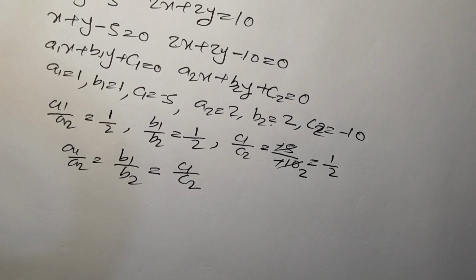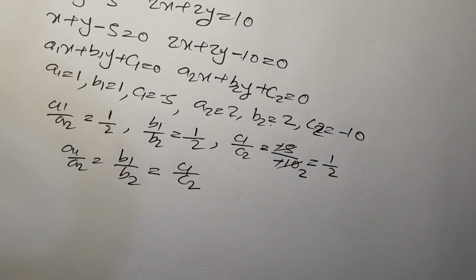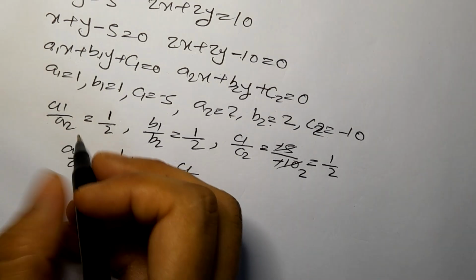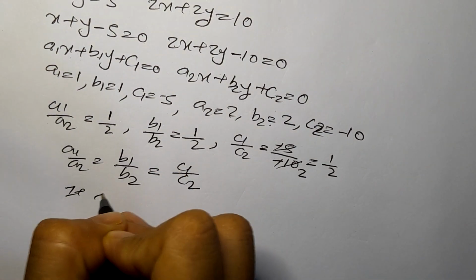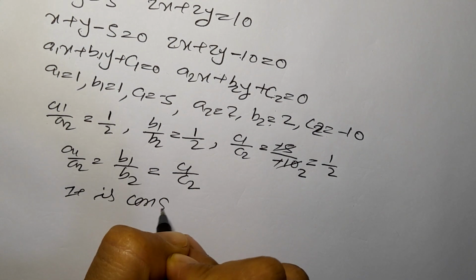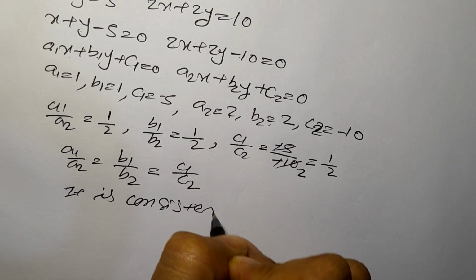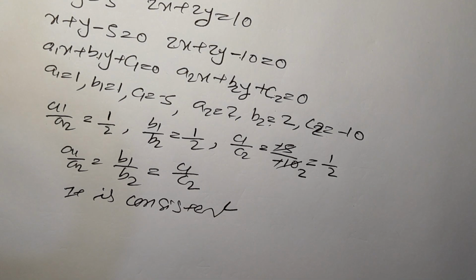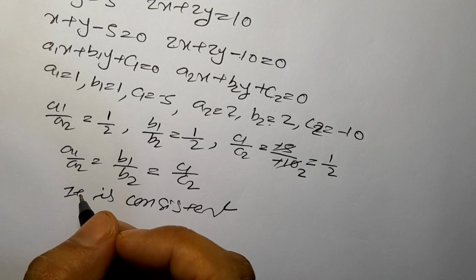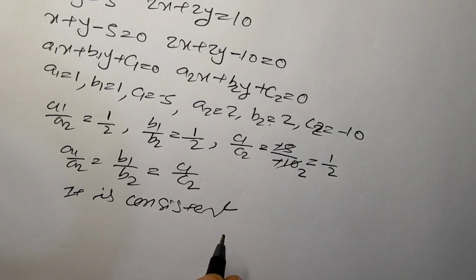But the question only asks whether it is consistent or inconsistent. So it is consistent. Since it is consistent, we have to plot it in a graph. For plotting in a graph, we have to find the values of x and y by our convenience. We can put any values of x and y, it doesn't matter, but you will get a straight line. If you get a straight line, it is correct. If you don't get a straight line, there is a mistake.